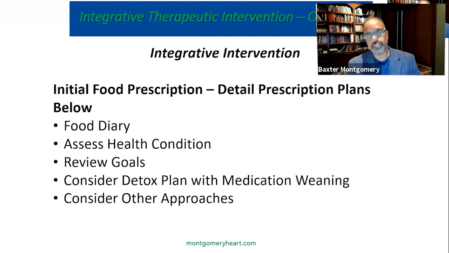And of course, part of the integrative intervention is a nutritional prescription.